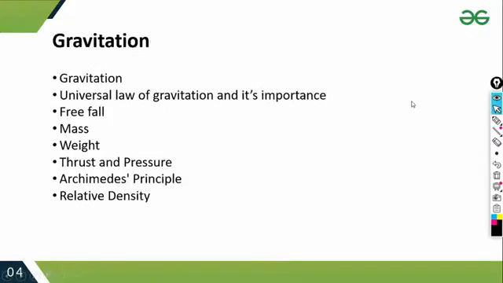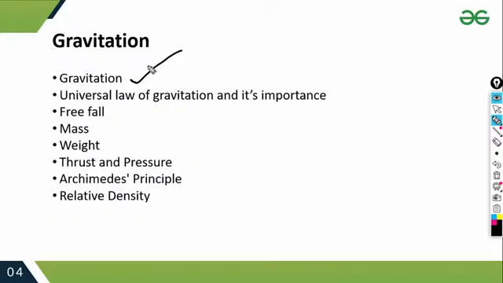And after this we have a chapter which is gravitation. So we are going to see gravitation after force and laws of motion. Gravity is also a kind of force, that's why we cover this topic after force. Gravitation is a force which the earth has, by which it attracts everything on its ground.